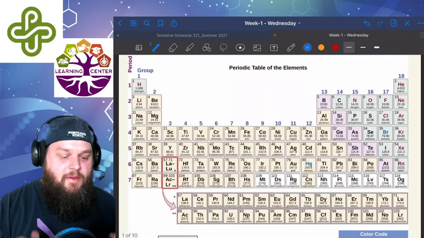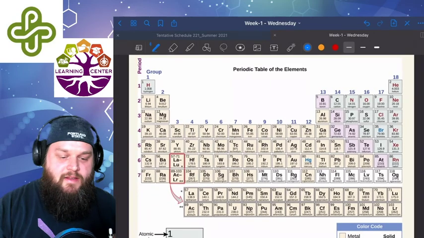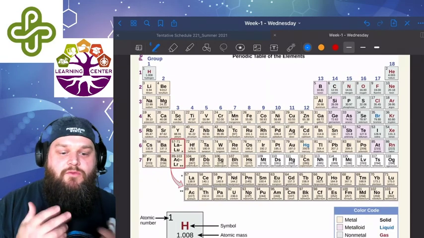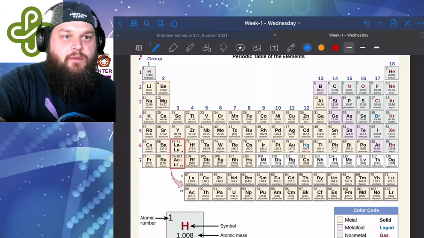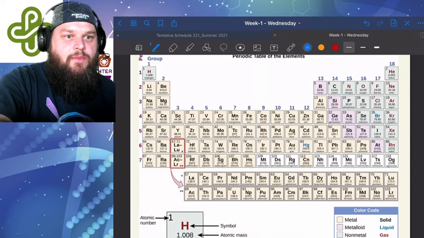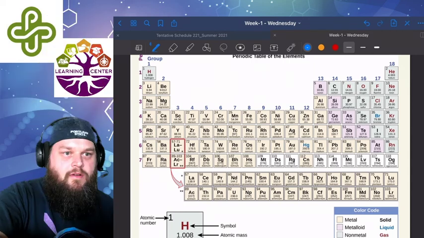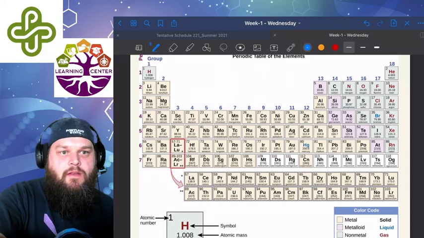Let's talk a little bit about the periodic table real quick as well. You're probably familiar with this. This is a really good thing to get familiar with because the periodic table is going to be incredibly useful over time.